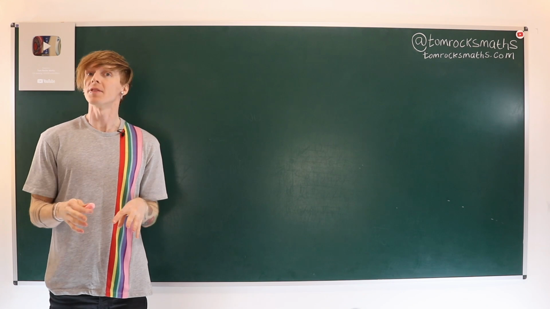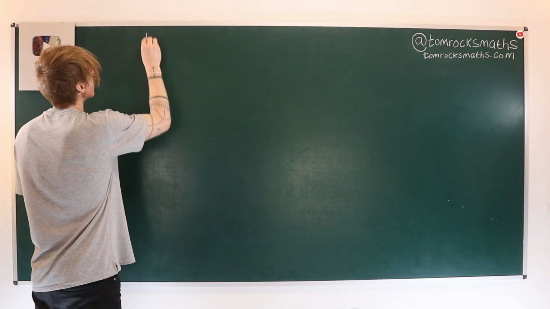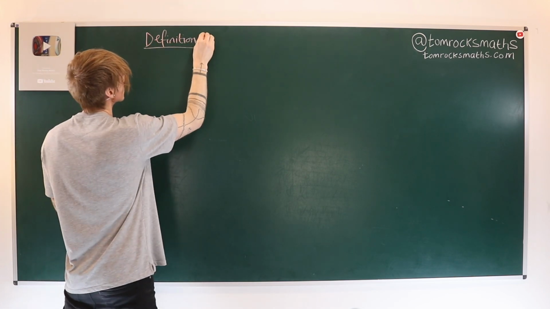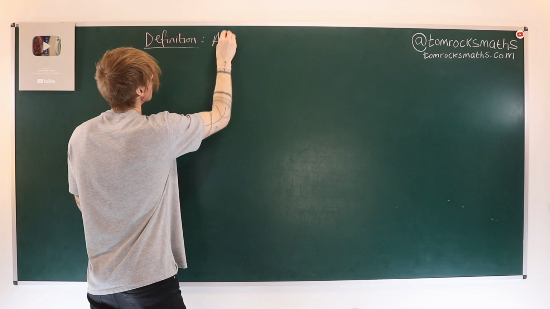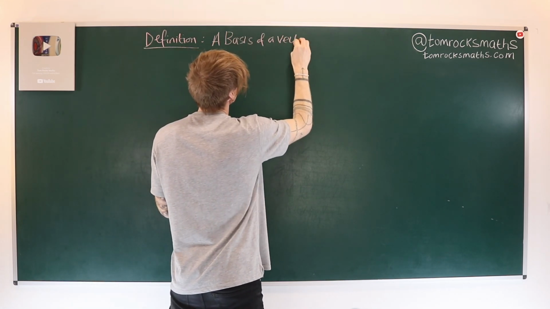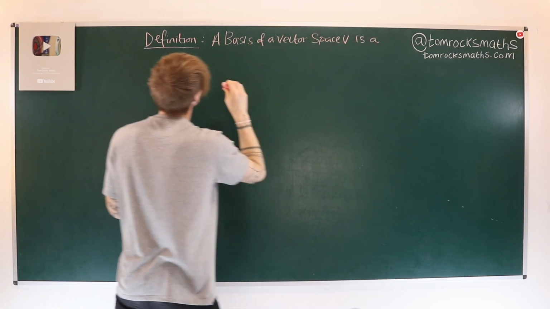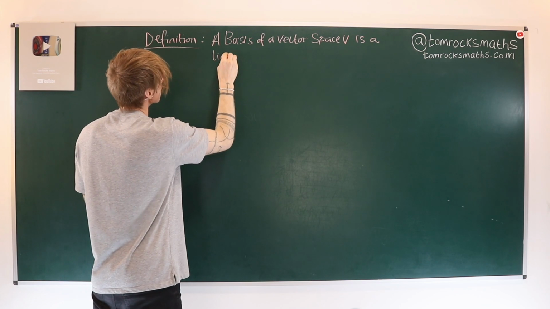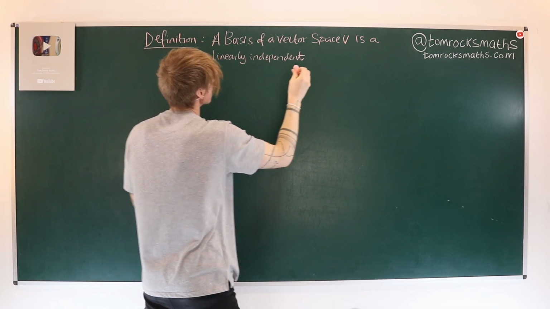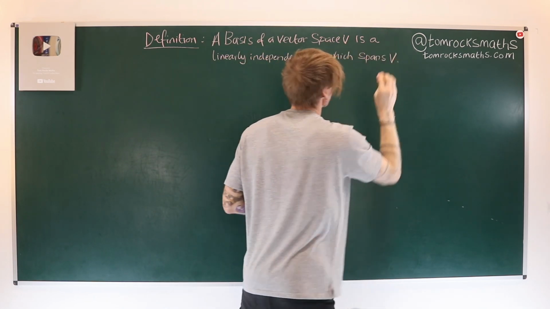So the formal definition of a basis is as follows. Definition. A basis of a vector space V is a linearly independent set which spans V.